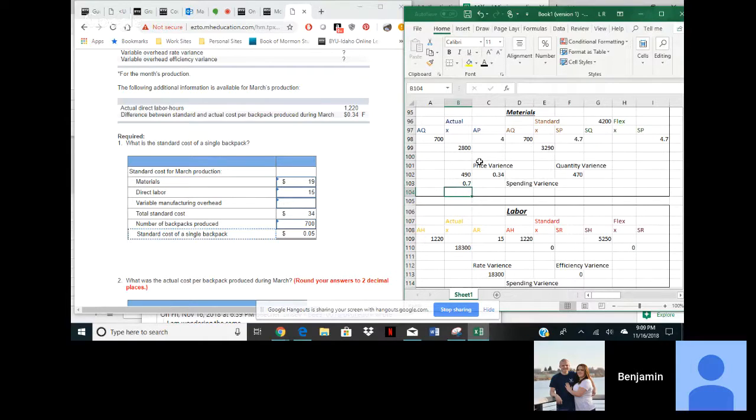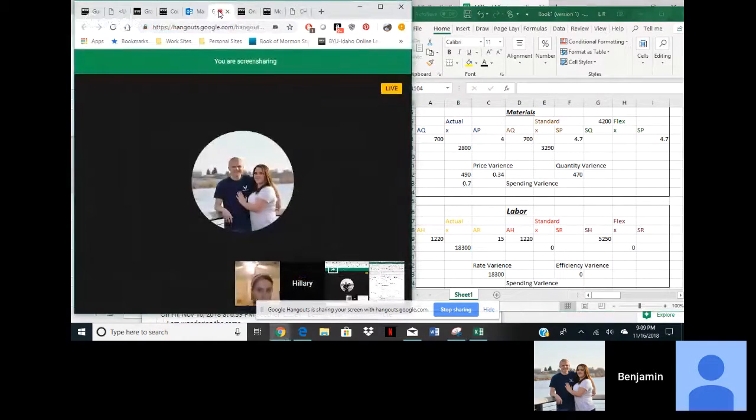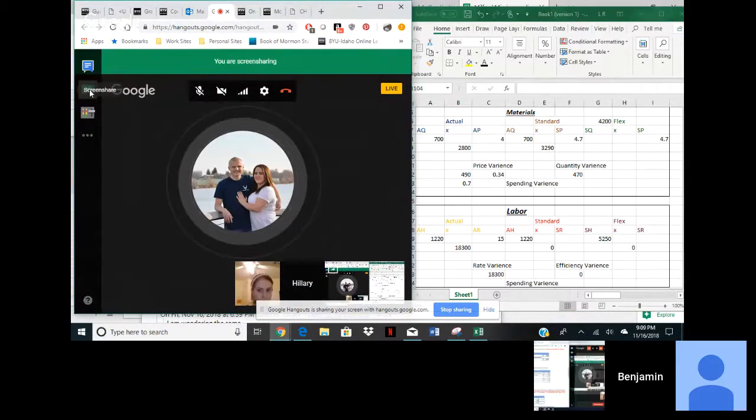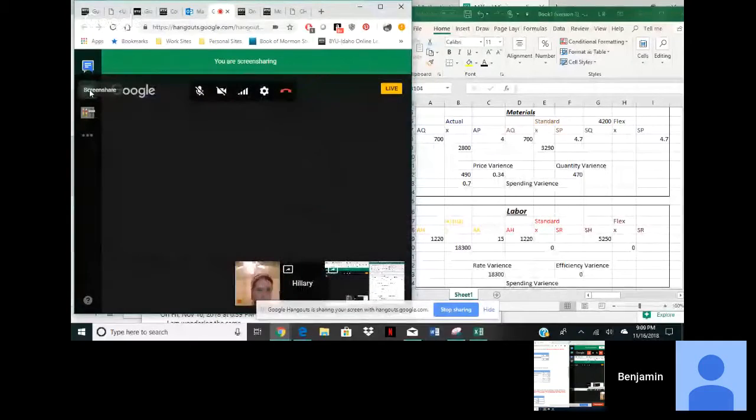Has anyone gotten the price variance yet? So I think I did. Let me do a screen share. Let me pull it up really quick. Do I need to unshare my screen? I don't know how this works. I'll just click screen share on mine. Sure.